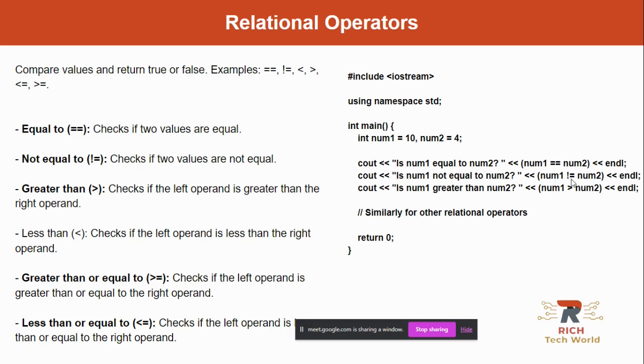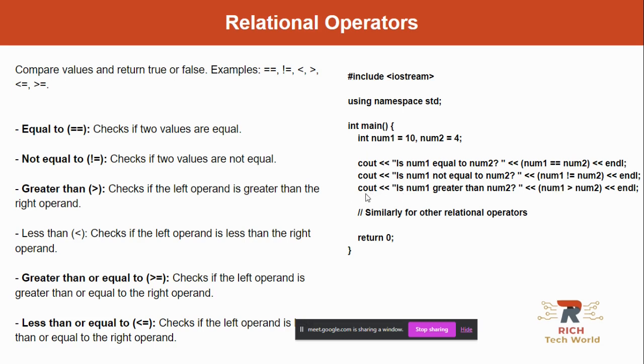So is num1 not equal to 2? It will go and check what is the value in num1. 10. Is it not equal to the value in num4? It's not equal to, so what? It's going to return true because it's not equal to. There is no way 10 is going to be equal to 4. I don't know the math teacher you had, but my math teacher never taught me that.